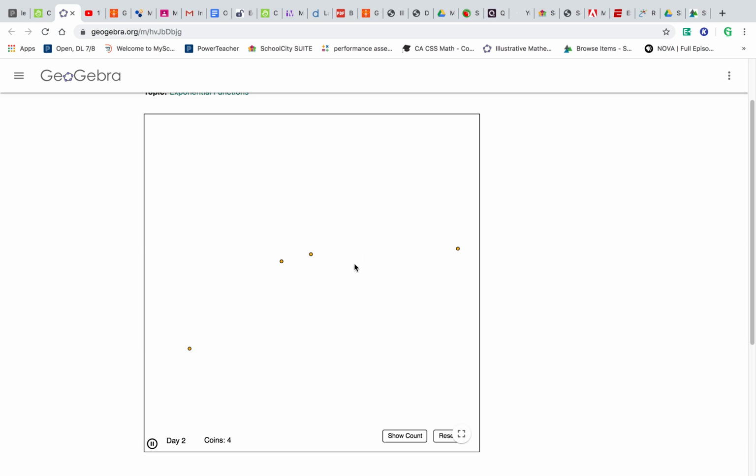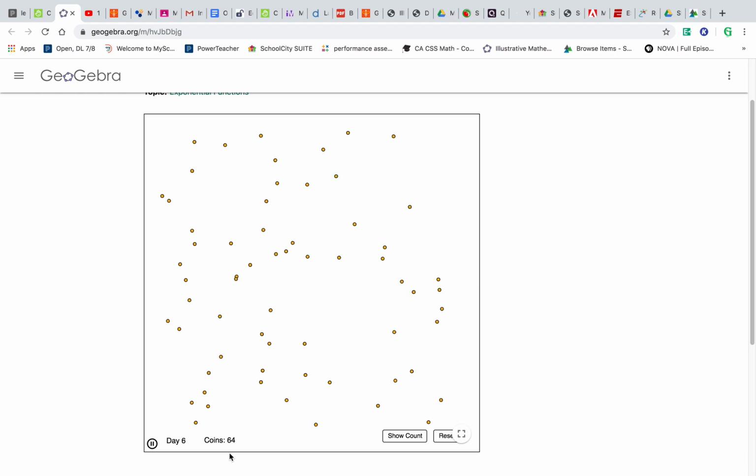4 coins, you can see it here, 8 coins. And so I just watch the count from here. And you can see it keeps doubling, right? 8, and then 16, and then 32, like we said. And then we know the next one's going to be 64. There it is. So it's really adding.